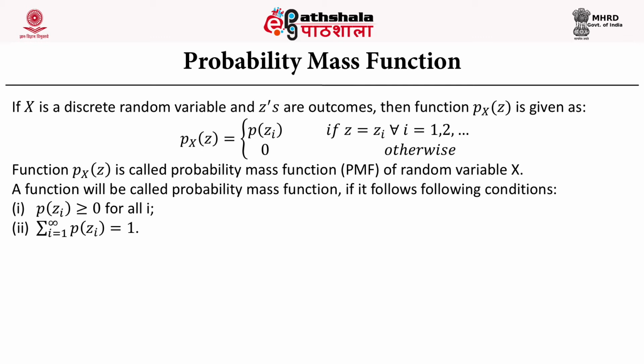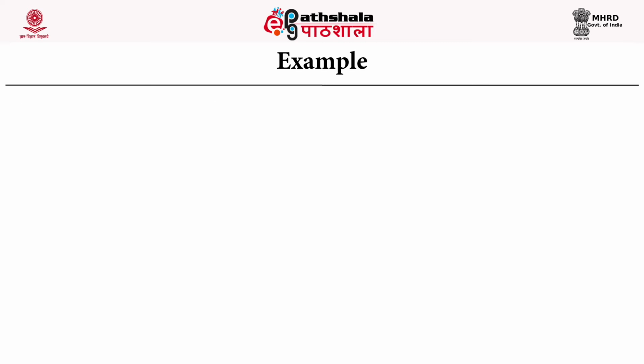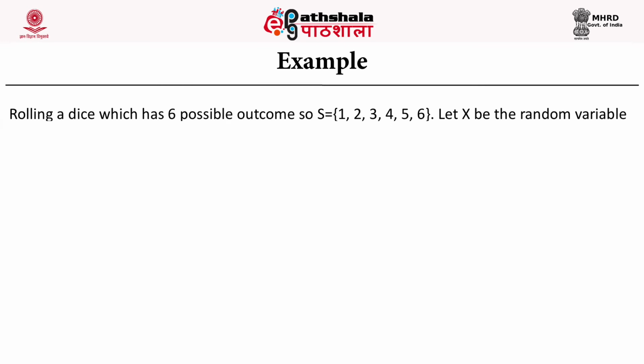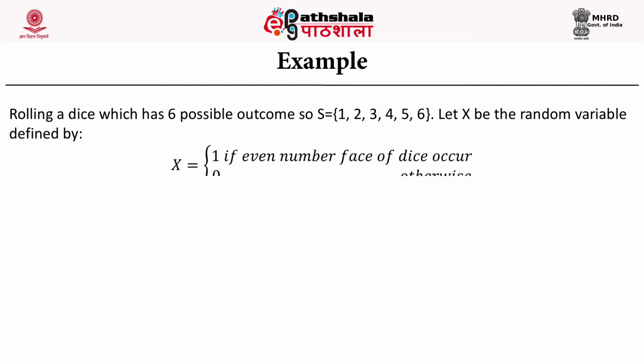A function will be called a probability mass function if it follows the following conditions. First, the probability of z_i should be greater than or equal to 0 for all i, and the summation over the probabilities of z_i, where i varies from 1 to infinity, should be equal to 1. For example, suppose we roll a dice which has 6 possible outcomes, and the sample space is 1, 2, 3, 4, 5, 6. Let X be the random variable, defined in such a manner that it takes value 1 if an even number face of the dice occurs, and it takes value 0 otherwise.